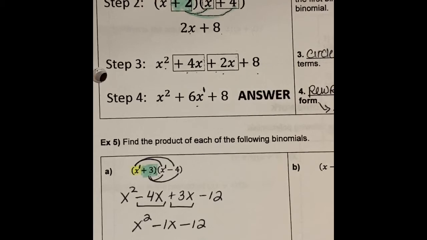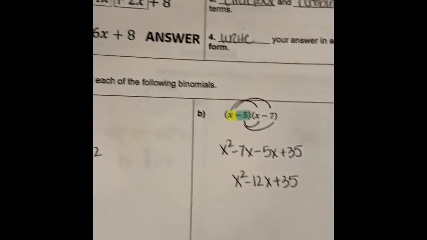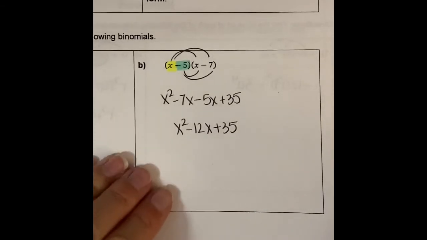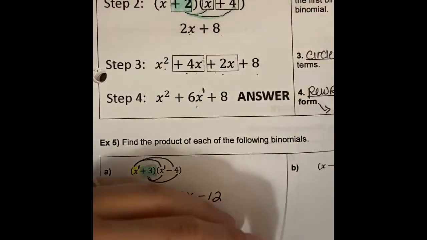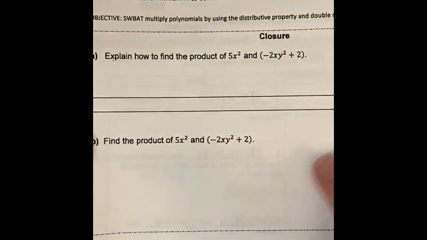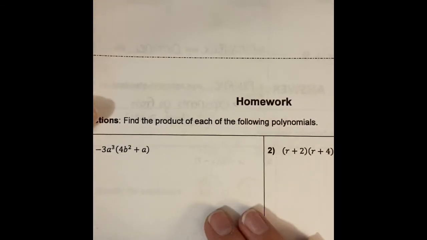Okay, here is your answer for B, so you can check your work to see if you've done it correctly. And now you are going to finish up the closure and the homework on your own. Make sure you're asking your teacher if you have any questions. So your job is to finish up the closure and the homework on your own.